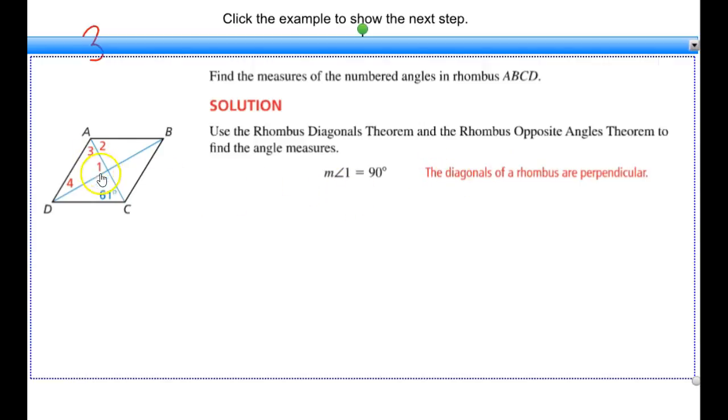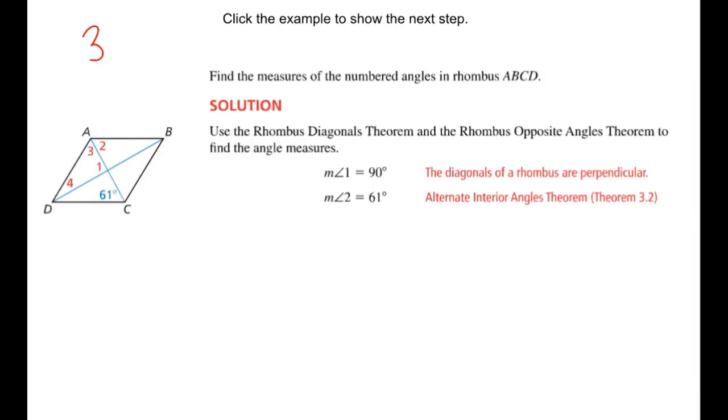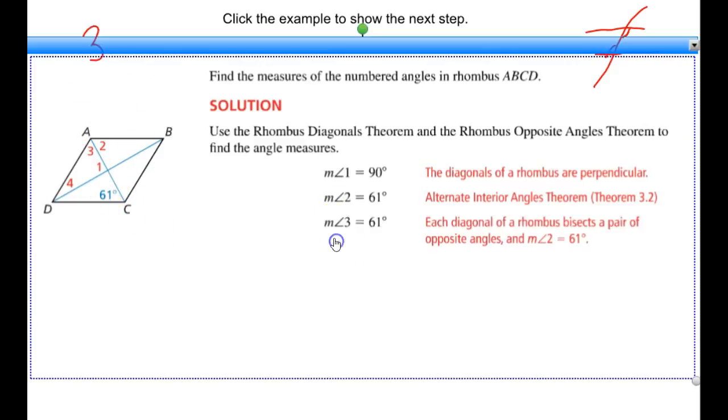So I know that the measure of angle 1 is going to be 90 degrees because I know that my diagonals are perpendicular. So let's look at angle number 2. So I know that this one is also going to be 61 degrees. This is my alternate interior angles. Remember, we learned about this when we were talking about parallel lines cut by a transversal, right? How this angle is congruent to this angle. They're alternate interior angles. Same sort of thing here. We've got our parallel lines and we've got our transversal. So we can use that information that we've already learned as well.